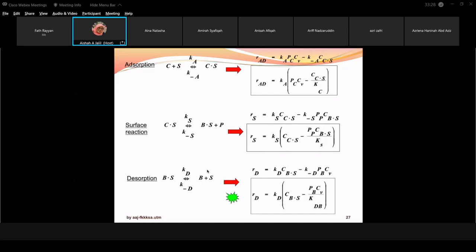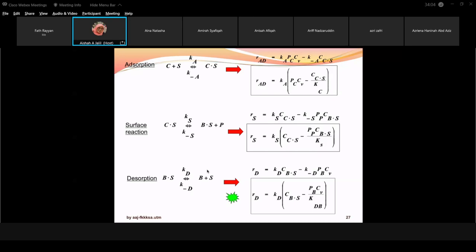And then what happens to the other two rate laws? You have to use those rate laws to replace the rate law for RS. You can see from the WhatsApp, step number 3: at equilibrium, the rate of adsorption and the rate of desorption are all equal to 0.